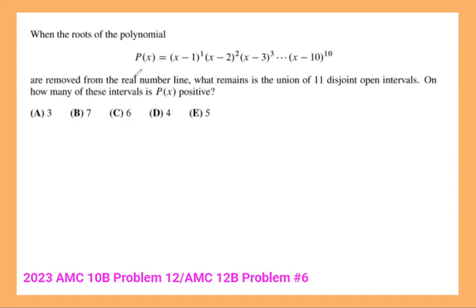So there are 10 binomials, and the roots of these polynomials are removed from the real number line. What remains is a union of 11 disjoint open intervals. On how many of those 11 disjoint intervals will the polynomial be positive?